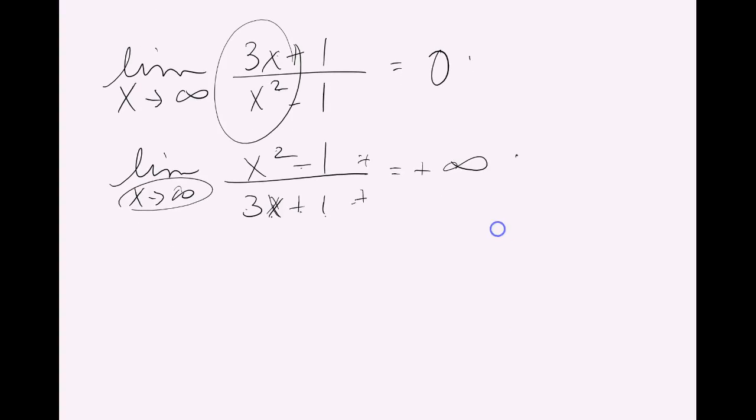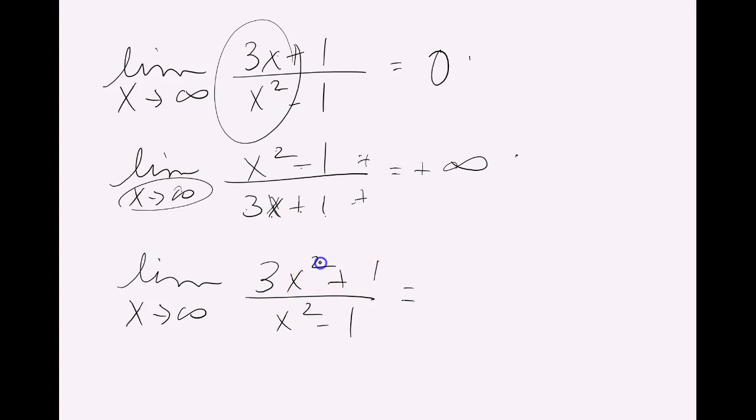Rule number 3 is what if those exponents did match? So 3x squared plus 1 over x squared minus 1. Whenever they match, you just take these two terms and reduce, and you just go with the coefficients. So that's just a 3 over a 1, which is a 3. So you could do it just like that. So there is a nice quick review for everything.